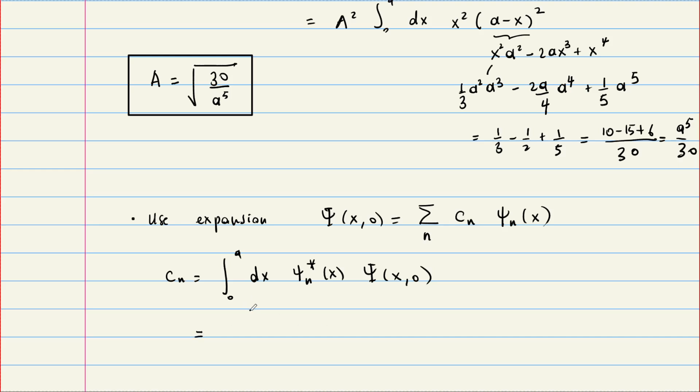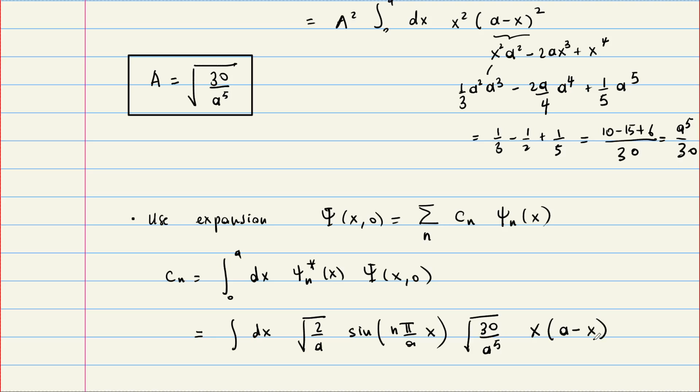So we have dx, we have this square root of 2 over a times sine of n pi over a x. So this is lowercase psi n star, which is real in our case. And this one is square root of 30 over a to the 5 times x times a minus x. So this is the function.